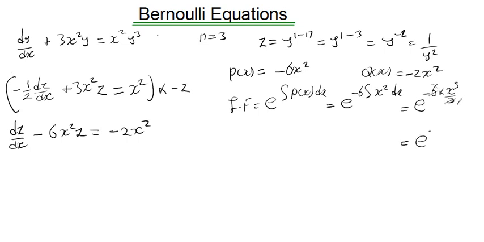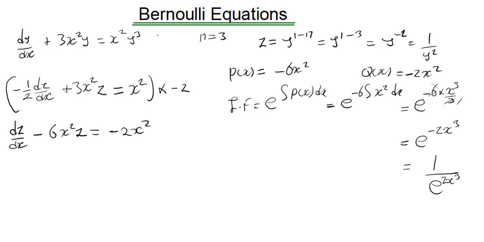It's e to the power negative 2x to the power 3. Okay, e to the power negative 2x to the power 3. That's what we have. Then since the power is negative, we can just say it's 1 divided by what? 1 divided by e to the power 2x to the power 3. That's what we have as the integrating factor there.